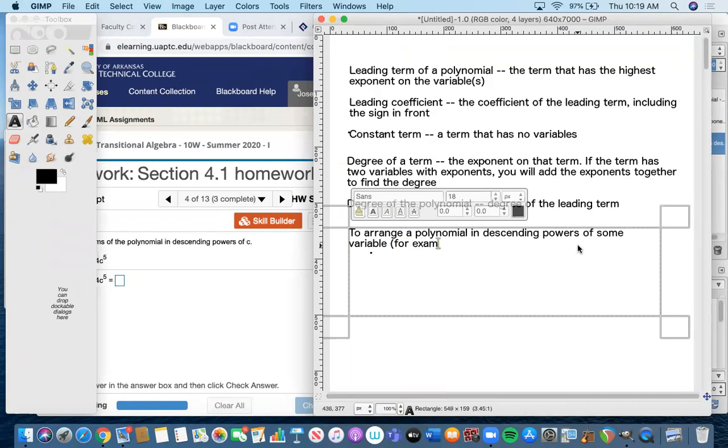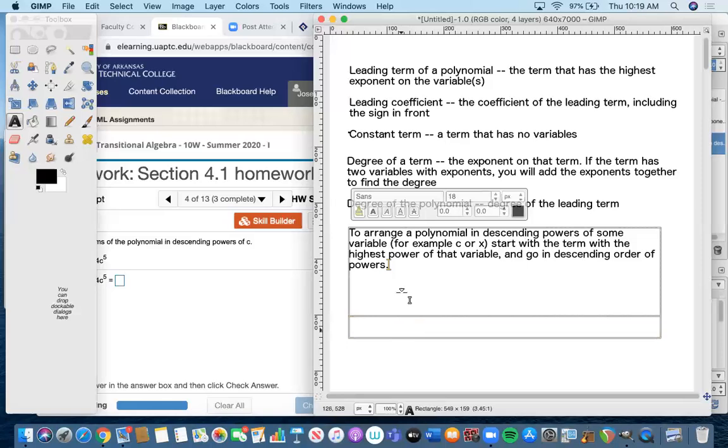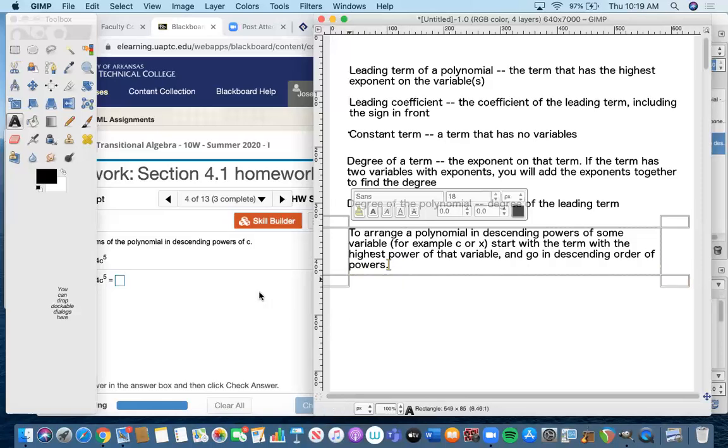So for example, c or x or whatever. Descending powers. Descending means you start with the term with the highest power of that variable, and go in just basically descending order of powers. Hopefully that makes sense. You're just going to start off with whatever the highest power of whatever variable.